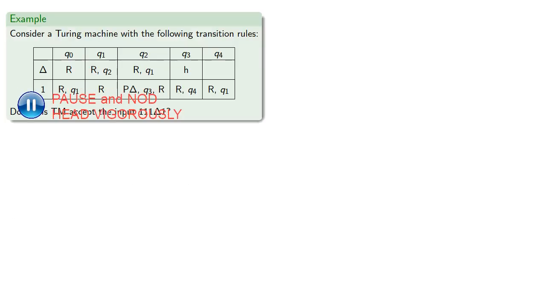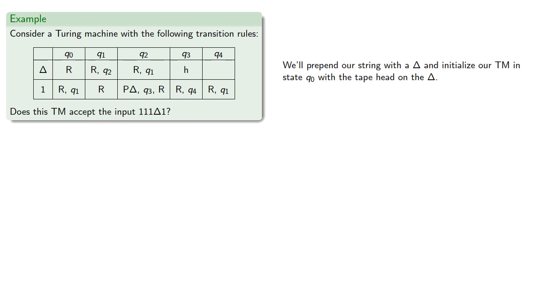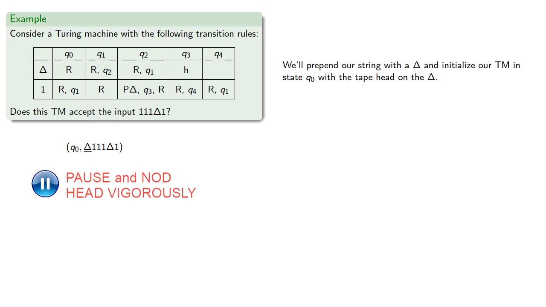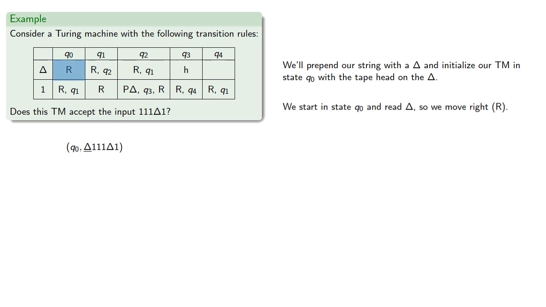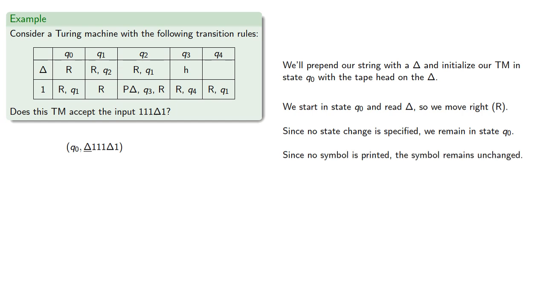For example, let's consider a Turing machine with the following transition rules, and let's see if this Turing machine accepts the input 111 blank 1. So we'll prepend our string with a blank space and initialize our Turing machine in state Q0 with the tape head on the blank space. So we start in state Q0 and read a blank space, so we move right. And since no state change is specified, we remain in state Q0, and since no symbol is printed, that initial symbol remains blank.